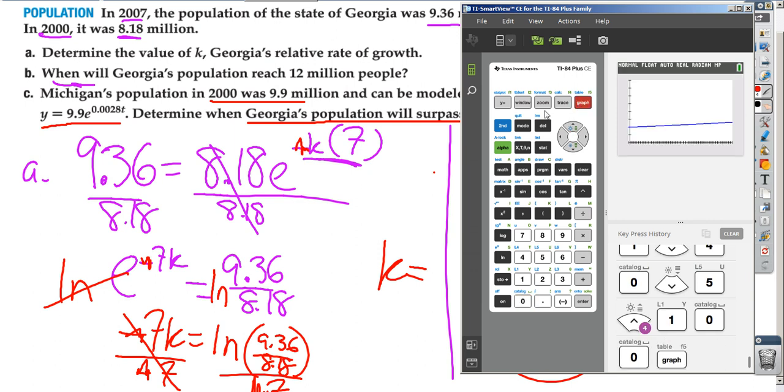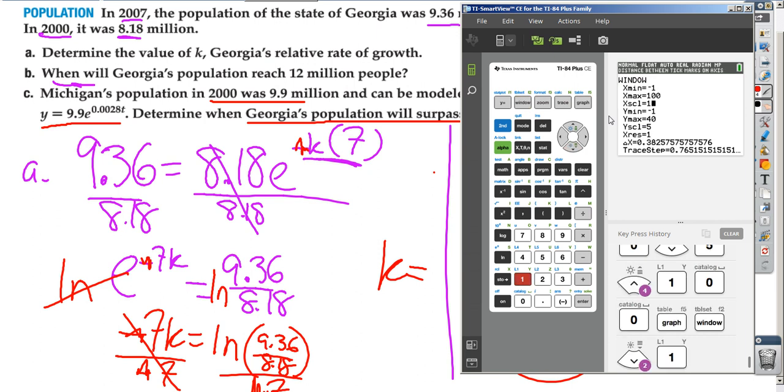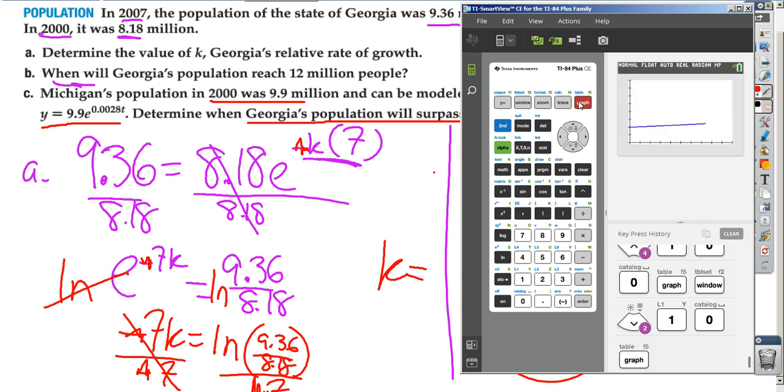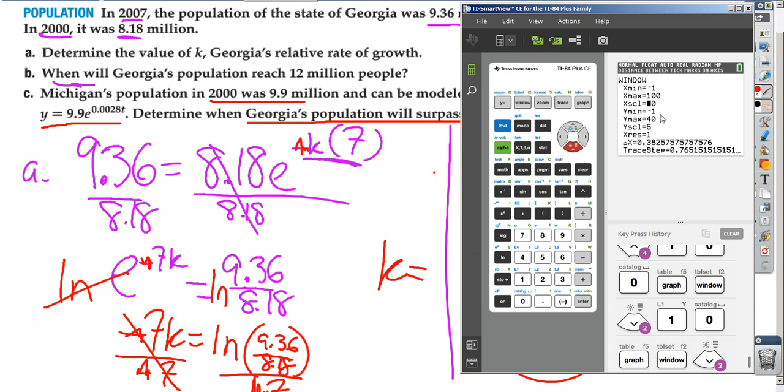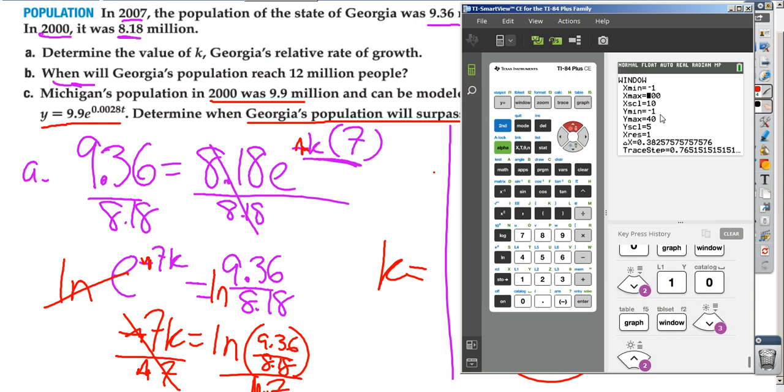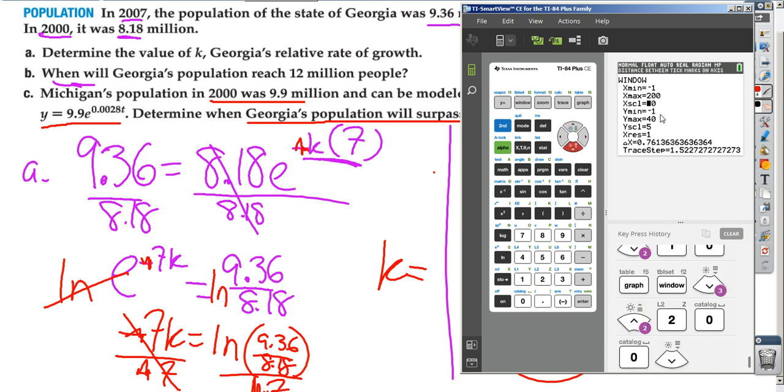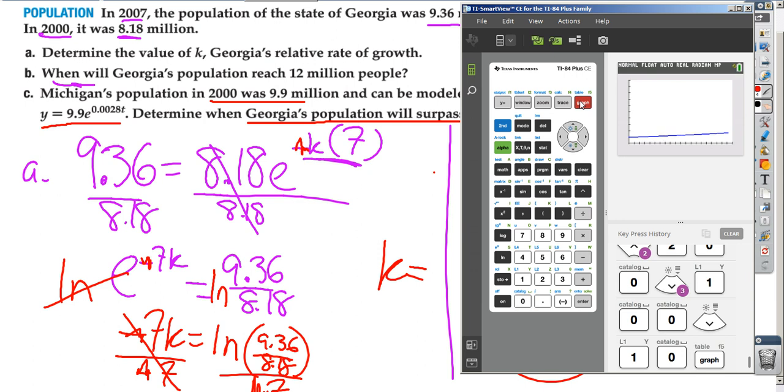Okay, so let's see if we can change that a little. Let's do by 10s right here. So that gives us a decent picture, I mean, it obviously shows it's going up. We might want to expand this a little bit more. So let's make that 200 years, and let's make the y max equal to 100 this time. Sometimes you have to kind of experiment a little with these windows. Okay, so it is growing at a slow rate.